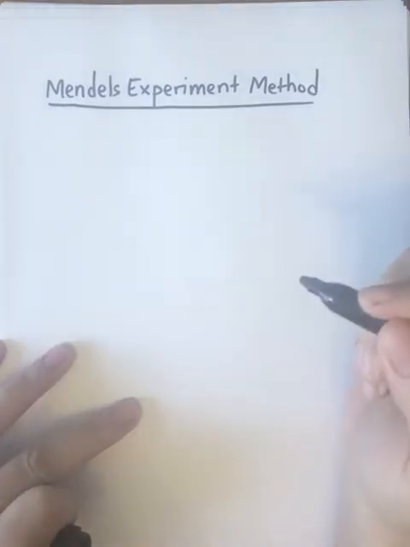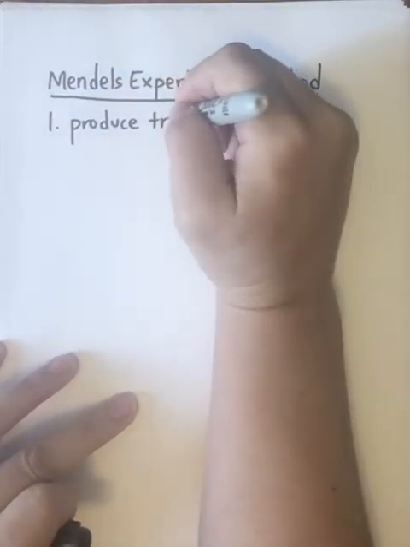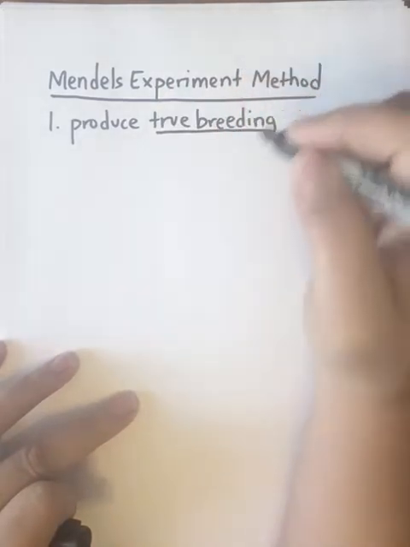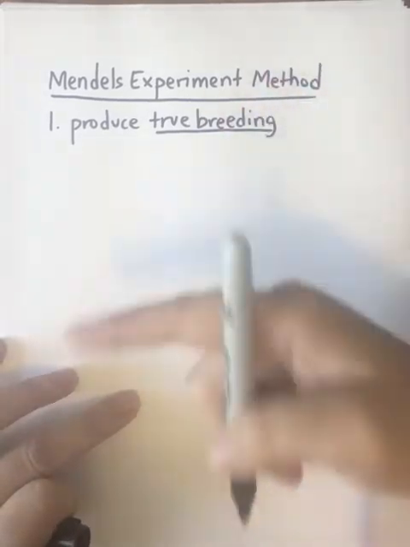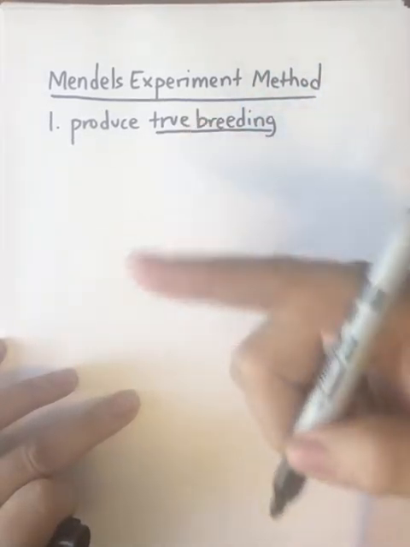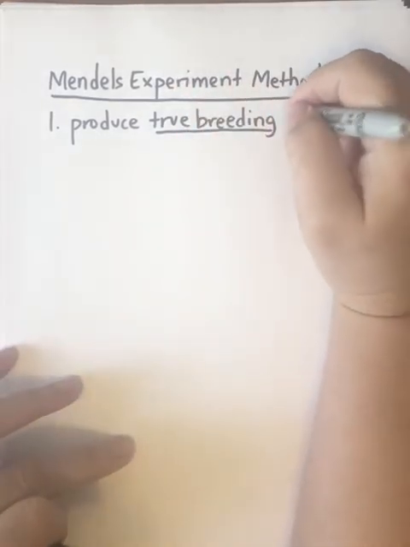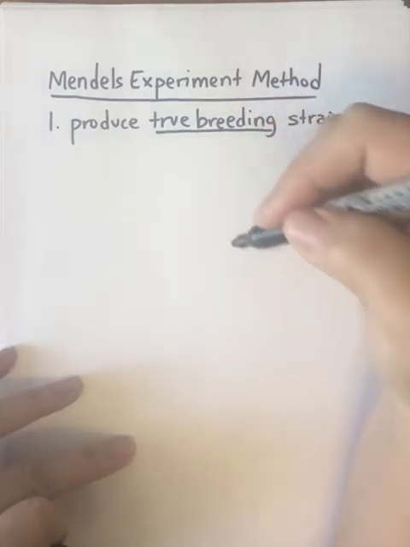All right, the first thing that he did was he took his peas and he produced true breeding plants. Now, the word true breeding is something that we need to focus on. Something is considered to be true breeding when you self-fertilize this plant. So if you take a tall plant, every time you self-fertilize or you produce another plant from one plant, it's going to remain tall. So he created true breeding strains. A true breeding strain is basically every time they produce a baby, they're always going to have the same characteristics or the same trait.